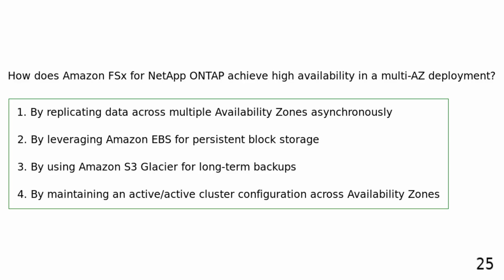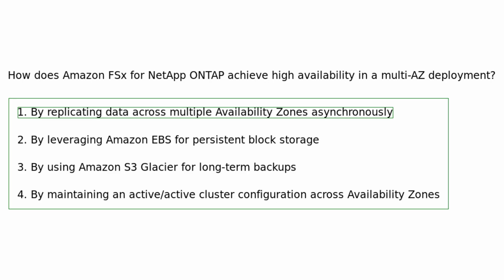How does Amazon FSx for NetApp ONTAP achieve high availability in a multi-AZ deployment? By replicating data across multiple availability zones asynchronously. By leveraging Amazon EBS for persistent block storage. By using Amazon S3 Glacier for long-term backups. By maintaining an active/active cluster configuration across availability zones. In a multi-AZ deployment, Amazon FSx for NetApp ONTAP utilizes synchronous replication to maintain an active/active cluster configuration across availability zones, ensuring continuous file system access in case of an AZ outage.